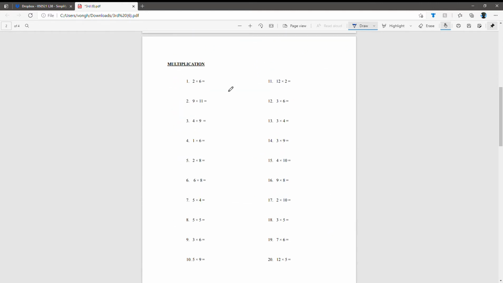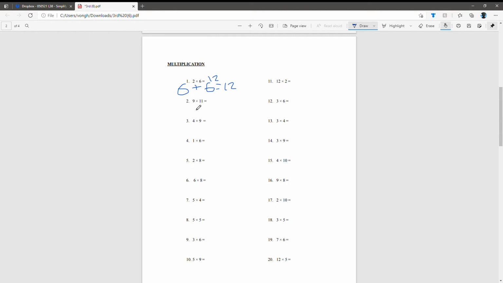Now the second part is multiplication. I recommend that you just memorize all of these, because when you go to like 4th grade and 5th grade, it's going to be a lot faster. But if you don't, you just have to think of it like this. You have 2 times 6, so you can rewrite it as 6 plus 6, because there's 2 6's. Then you add them, you get 12. So the answer to 2 times 6 is 12.